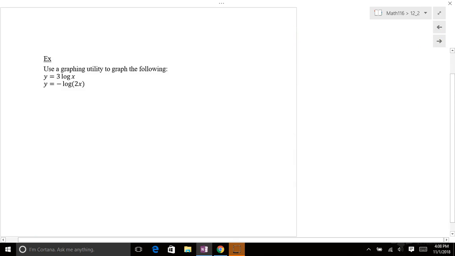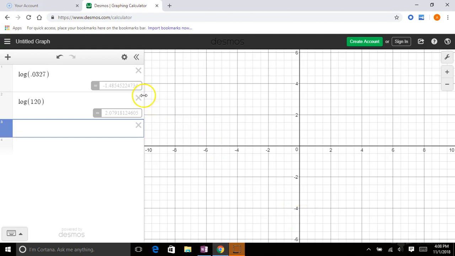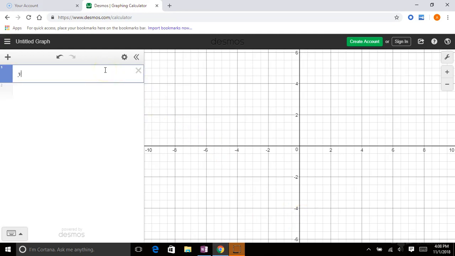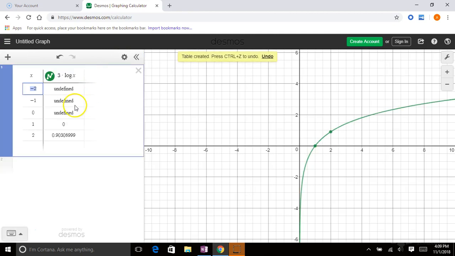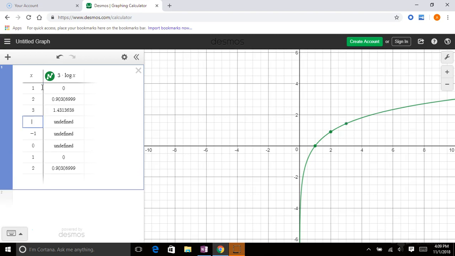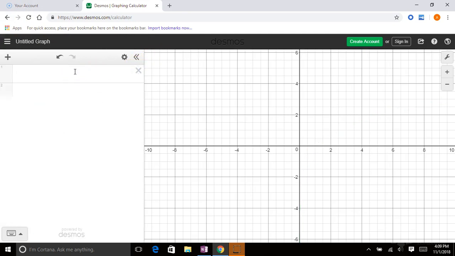Use a graphing utility now to graph the following. So let's go back to Desmos here. Let's clear these out. We're going to graph y equals 3 times log of x. And you get the graph here. You can plot some other points if you want to. Notice the -2 is undefined, but anything to the right of 0 you can plug in. And you can do 1, 2, 3, 4, and so on. Anyways, plug in whatever you want on these. Okay, so that's 3 times log of x.